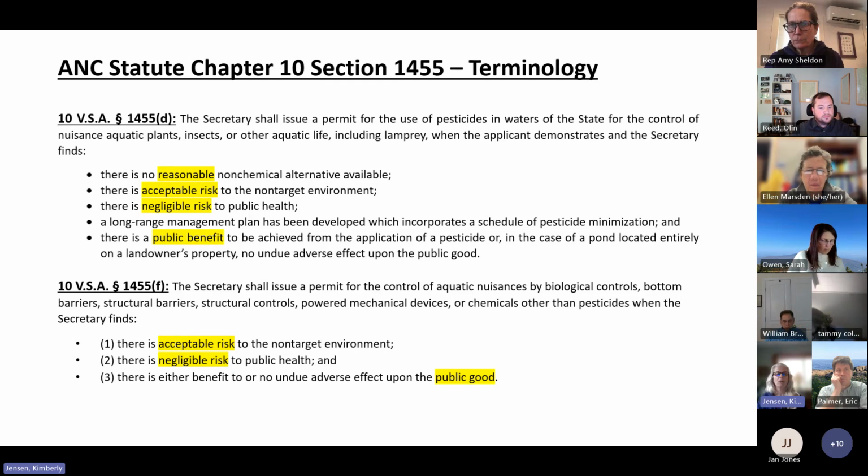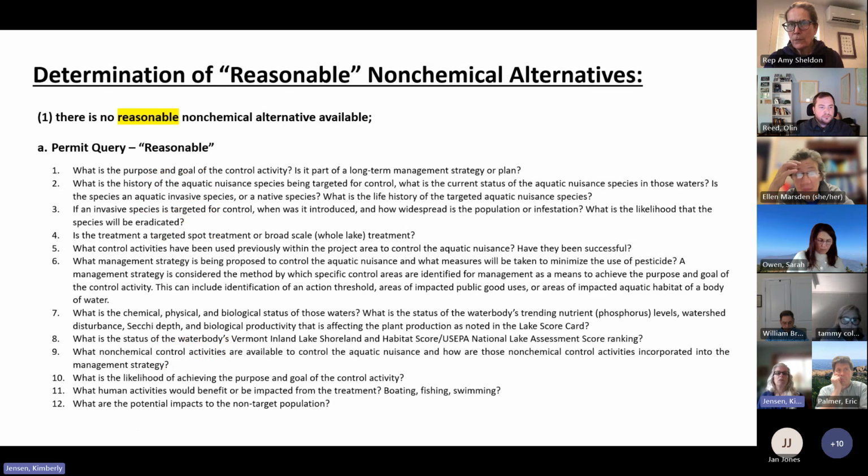So those are some terms that I hope to get to all of them. I'm not sure if we will get to all of them today, but we'll do our best. So the term reasonable non-chemical alternative, already in the permit, we have a list of a dozen questions that we go through when we're reviewing the applications.